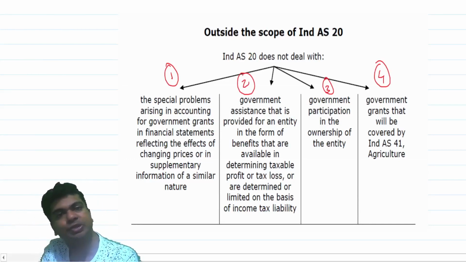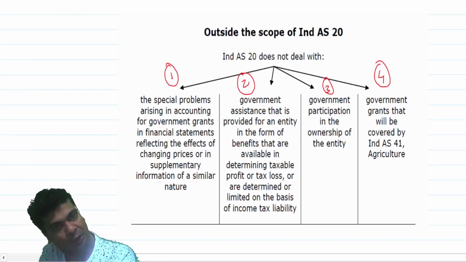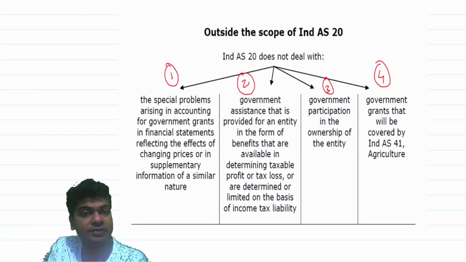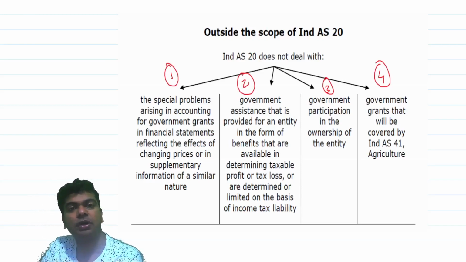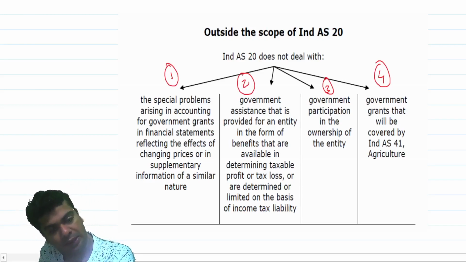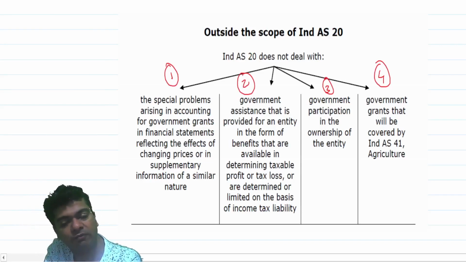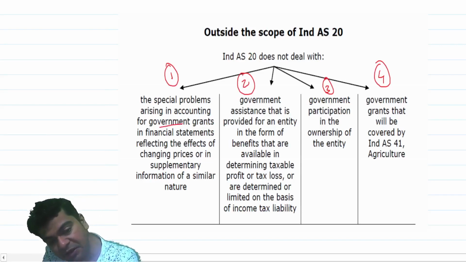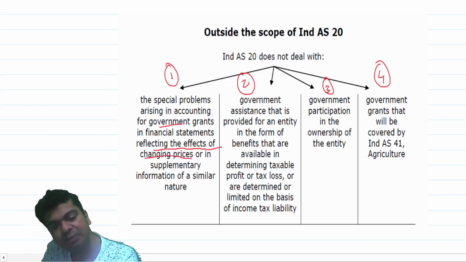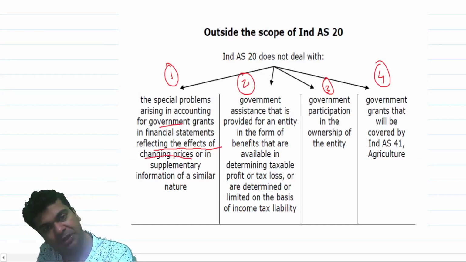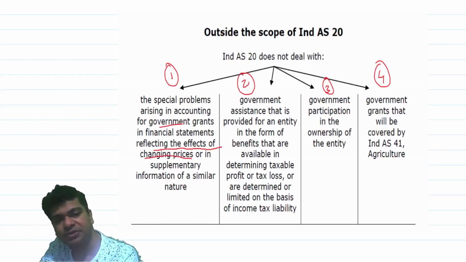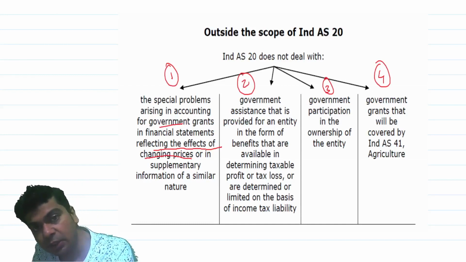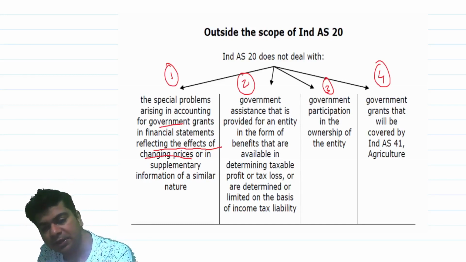But Ind AS 20 does not cover those accounting issues. Accounting issues arising on account of inflationary pressures in the economy, those accounting issues relating to government grants, Ind AS 20 does not include that. It says the special problems arising in accounting for government grants in financial statements reflecting the effects of changing prices or in supplementary information of a similar nature. Inflation is increasing by so and so rate, you are receiving a government grant, certain accounting issues will arise. Those accounting issues are not covered by Ind AS 20.